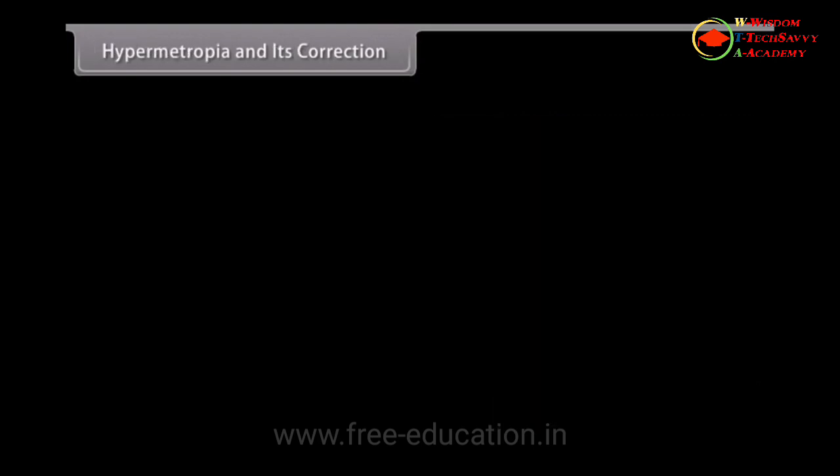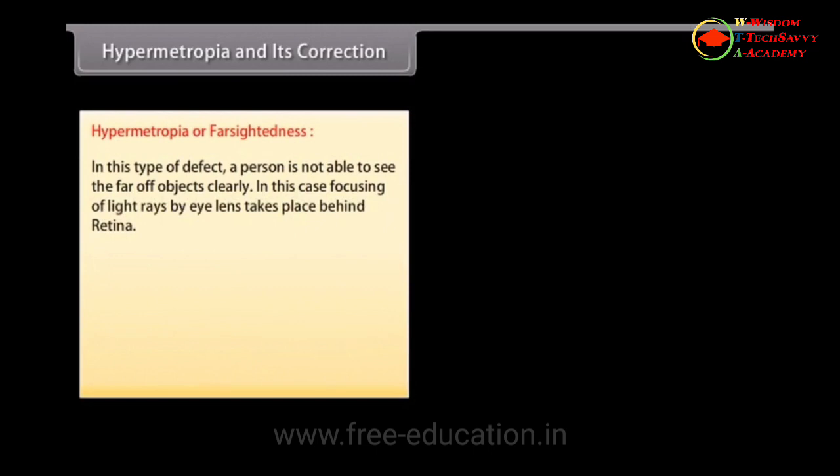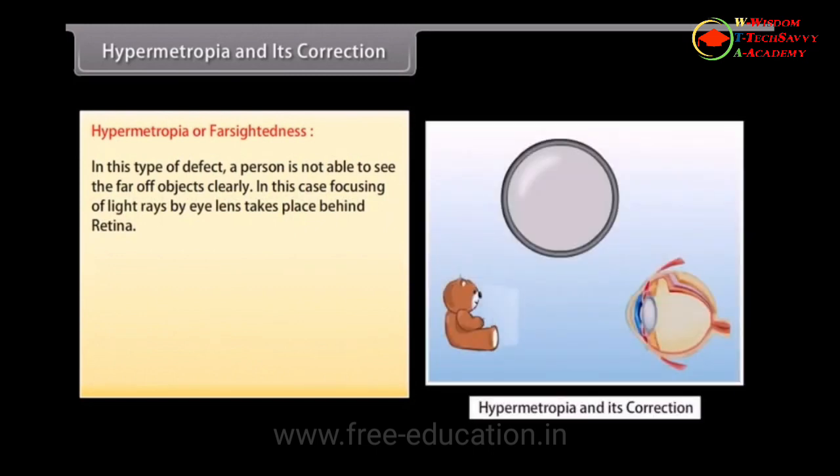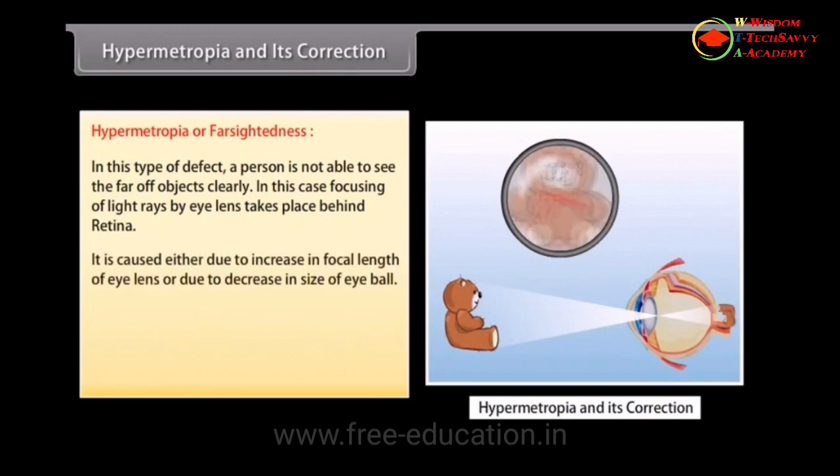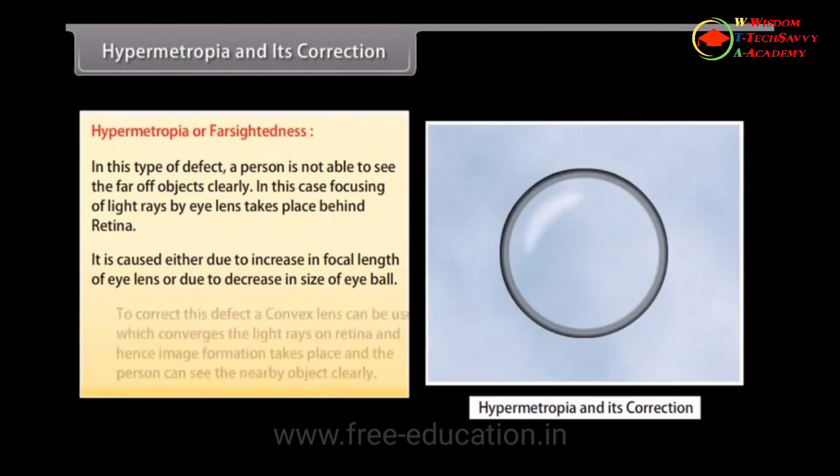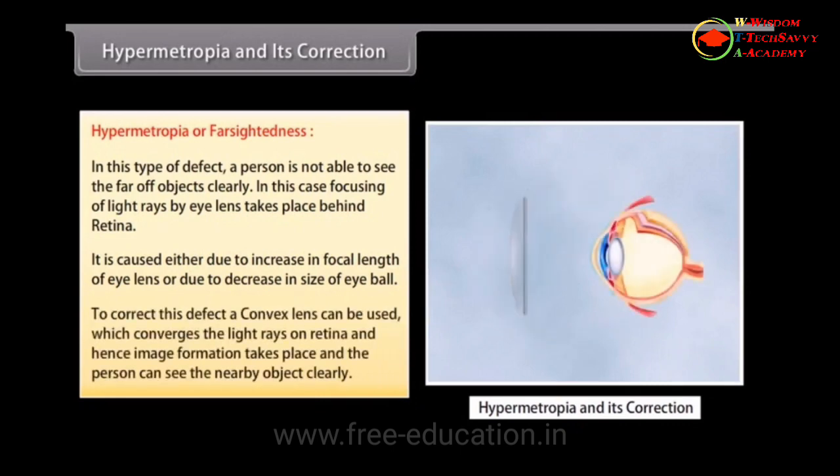Hypermetropia and its correction. In this type of defect, a person is not able to see nearby objects clearly. In this case, focusing of light rays by the eye lens takes place behind the retina. It is caused either due to increase in focal length of the eye lens or due to decrease in size of the eyeball. To correct this defect, a convex lens can be used which converges the light rays on the retina, and hence image formation takes place and the person can see the nearby object clearly.